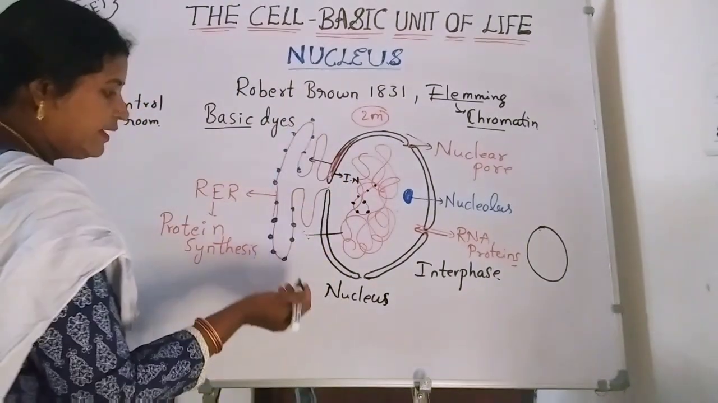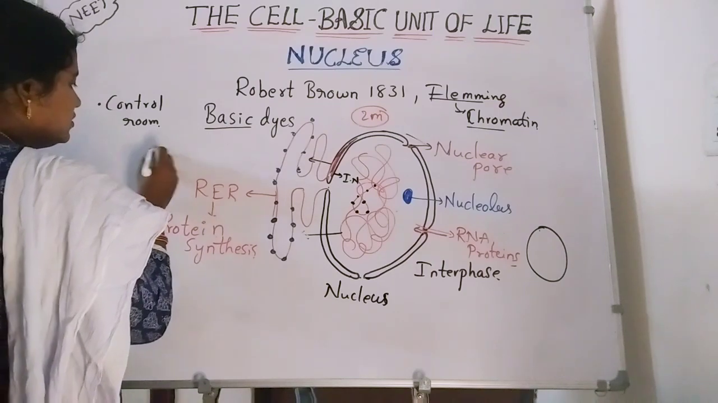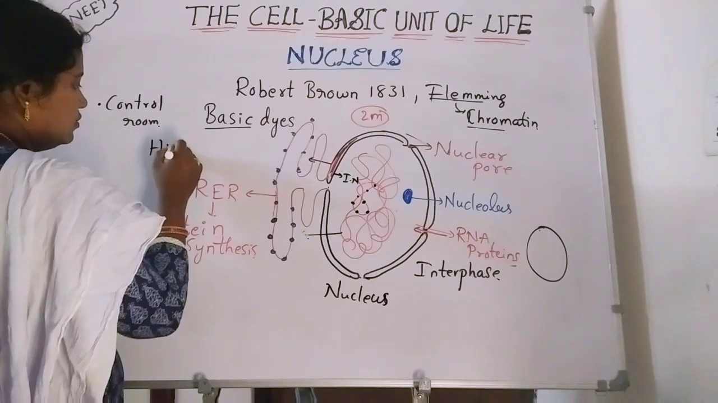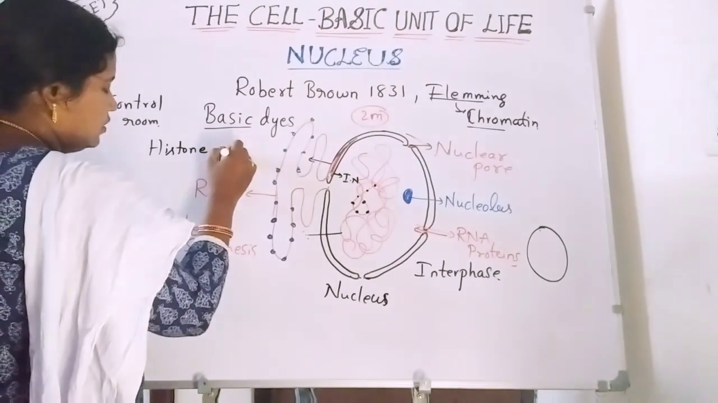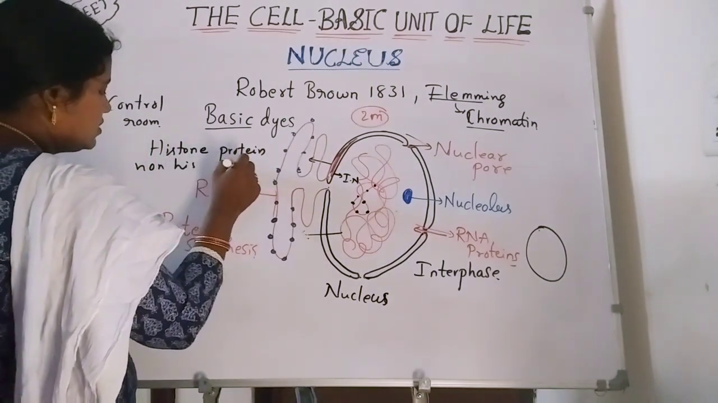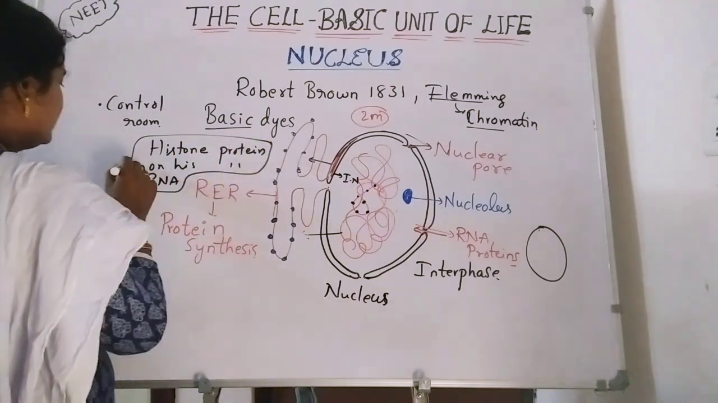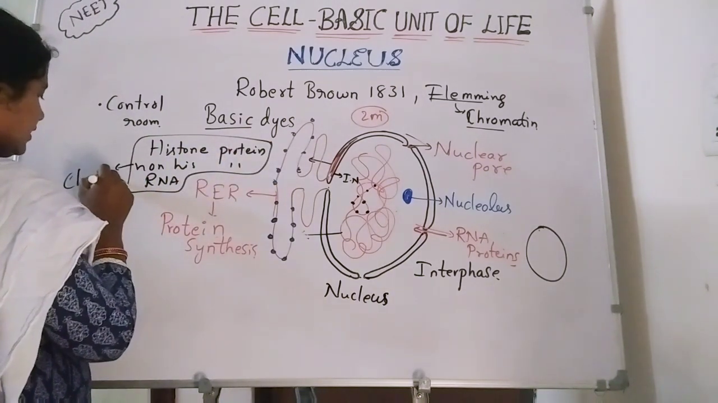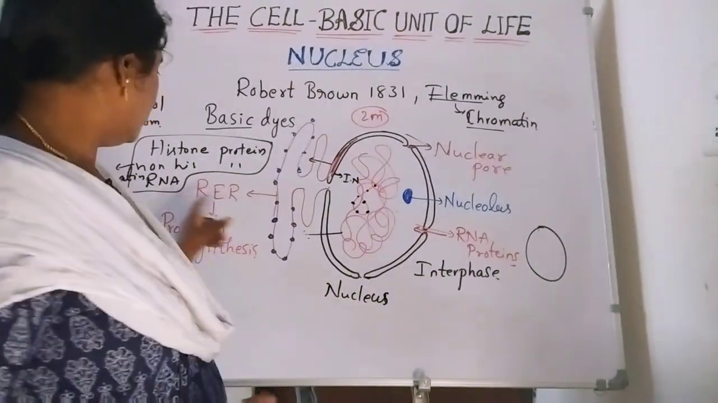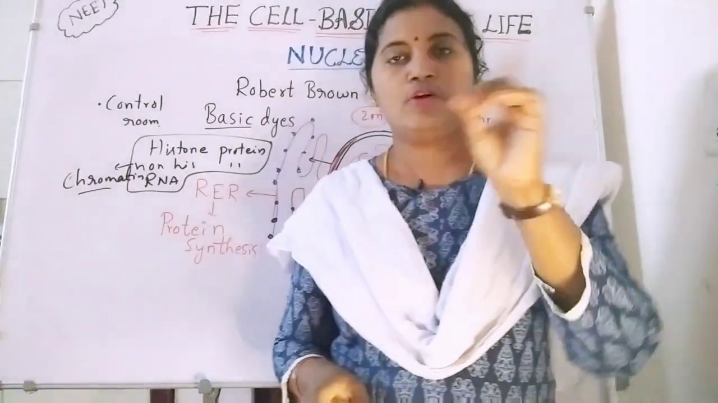Write this. So chromatin contains 3 parts, mainly 3 structures. First one is, as I said, histone proteins and non-histone proteins. After that, RNA. So these are the 3 components present in the chromatin. Histone proteins, non-histone proteins, and RNA are present in the chromatin thread.